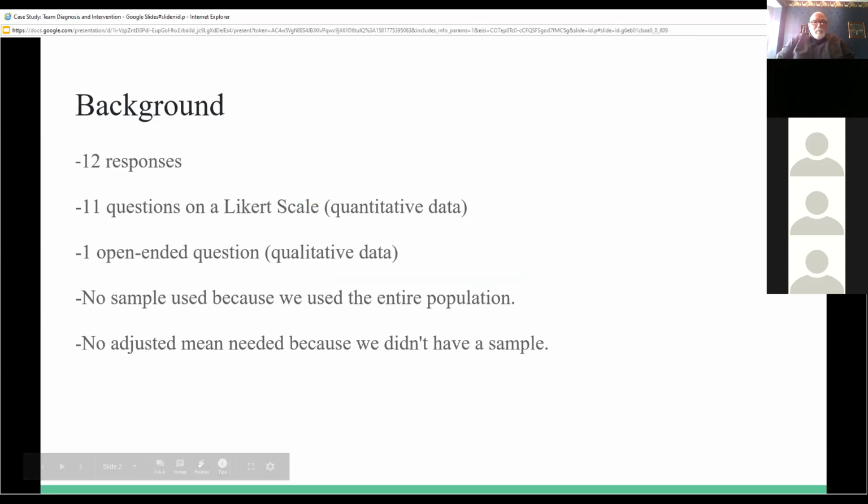Okay. So as you can see, we have 12 responses, and they answered 11 questions on a Likert scale of 5 points. And that is the quantitative data. There was one open-ended question for the qualitative data. There was no sample used because we used the entire population, and no adjusted mean needed because we didn't have a sample. Right. Next slide.